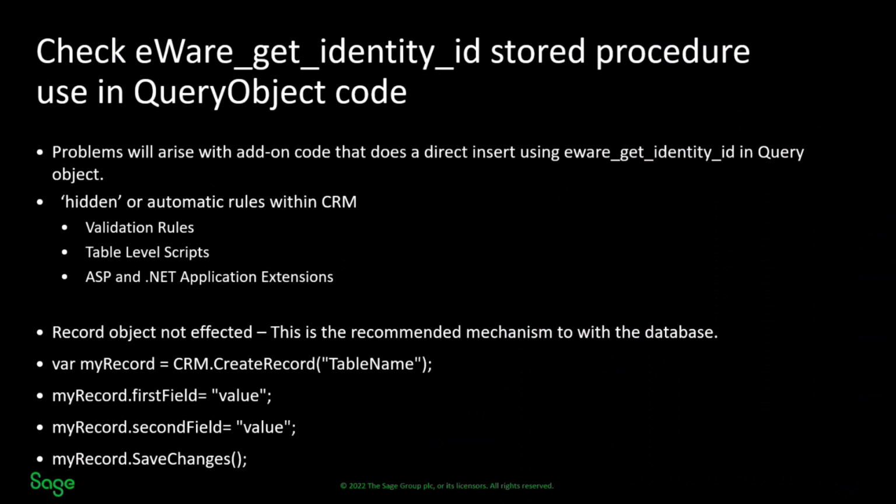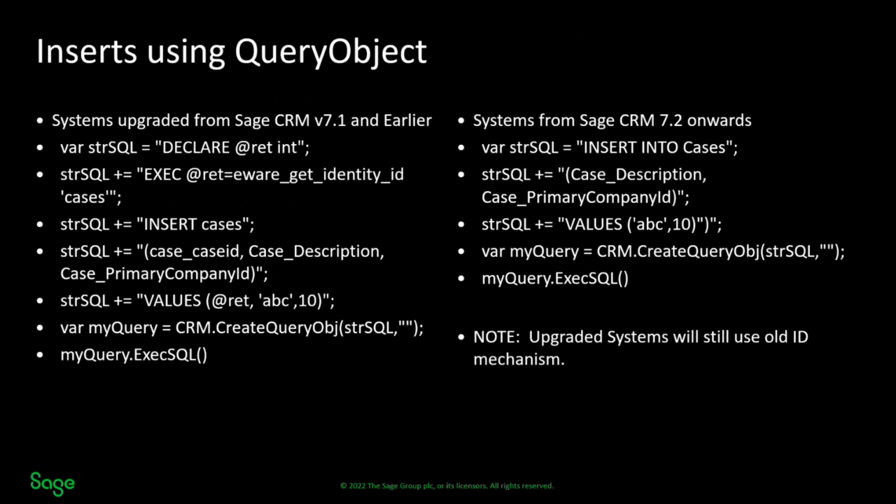So this is where we need to check code to see whether it is using the get identity code. Now, as I was saying, the record object isn't affected. That's the majority of any of the code that you'd be writing. But where you want to be absolutely in control of how a query is structured and composed, then you would typically use the query object. And you'll need to be aware that this has a potential impact on upgrades in and around the validation scripts, table level scripts, other internal scripts, and the ASP pages that you've written.